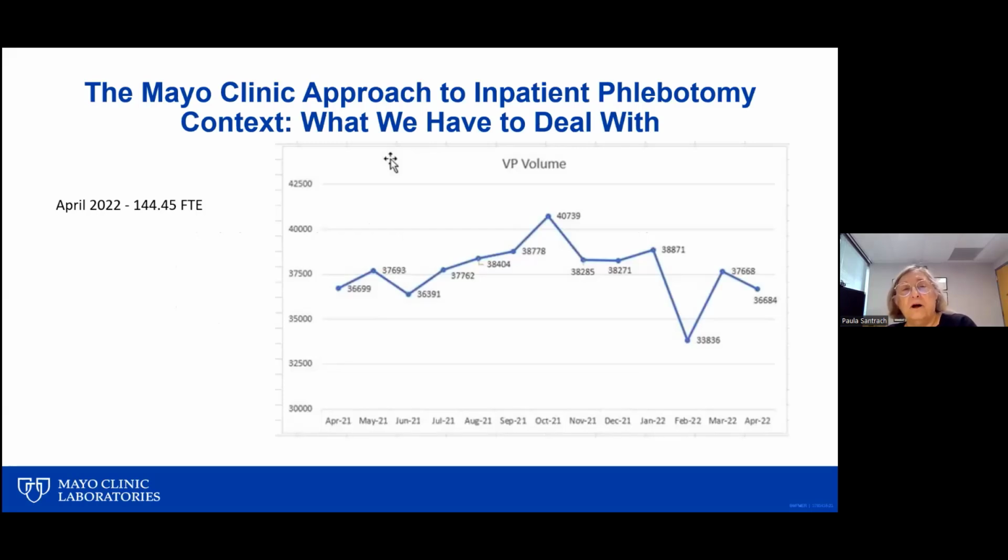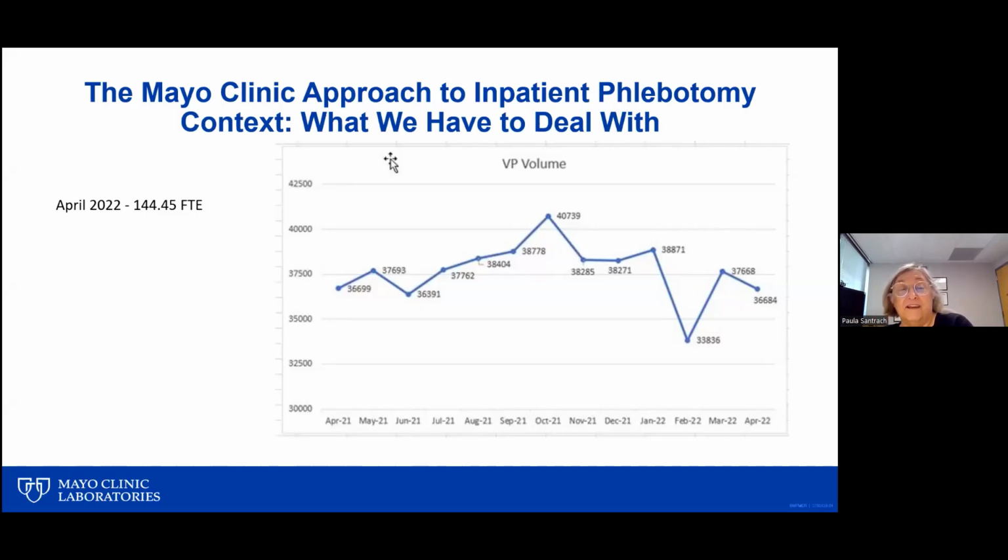So let's talk about Mayo Clinic, and I'll show you what we deal with. We have inpatient phlebotomy, and this is our volumes. You can see that in October of 2021, we did 40,739 blood collections. That's huge.